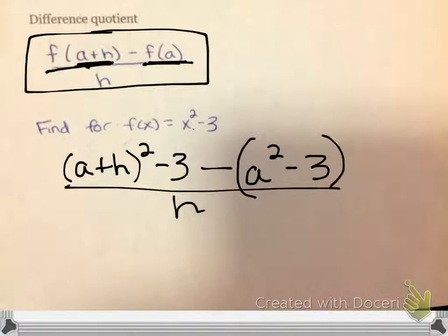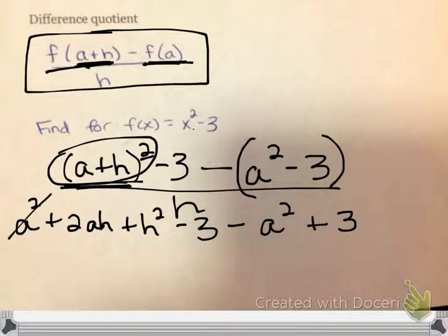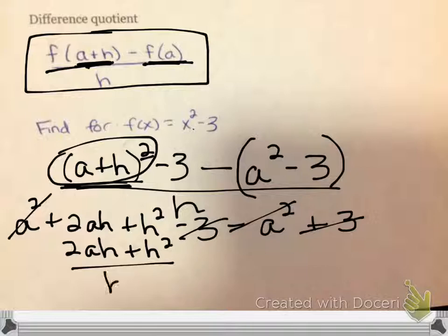Now you just need to do some algebra. I'm never going to forget to FOIL. I have a plus h squared, so I'm FOILing that. A squared plus 2ah plus h squared minus 3, and I'm distributing, so it becomes, that is my numerator, and that's all over h. And now things will start to cancel for me. So a squared cancels, 3 cancels. I'm left with 2ah plus h squared over h. Factor the h out of the numerator.